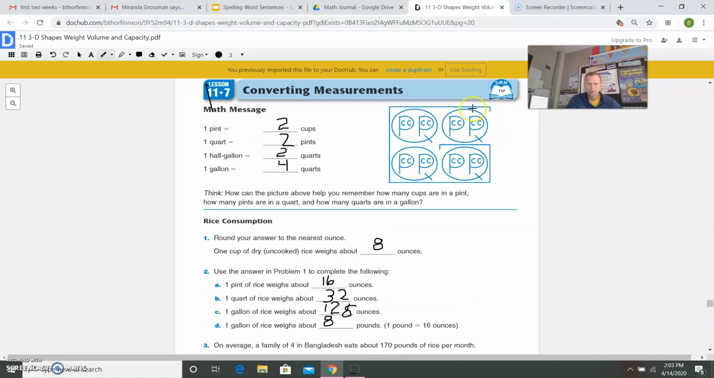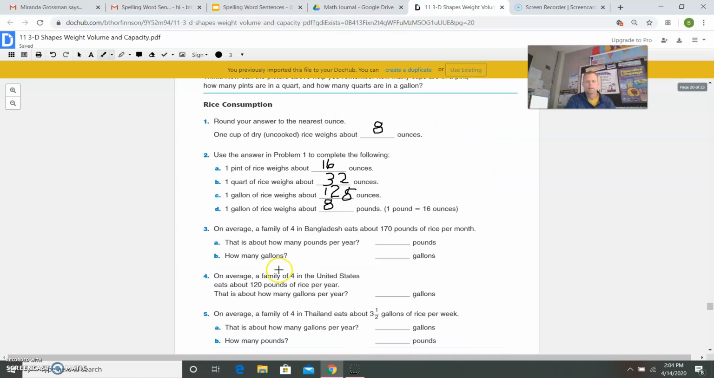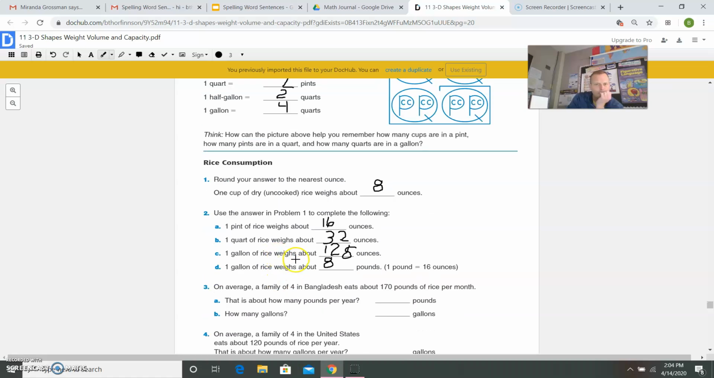Okay, but back to this. I want you to draw this out several times and go through some of those and, you know, if you can do this and get mom or dad to ask you, well, how many pints in a quart?